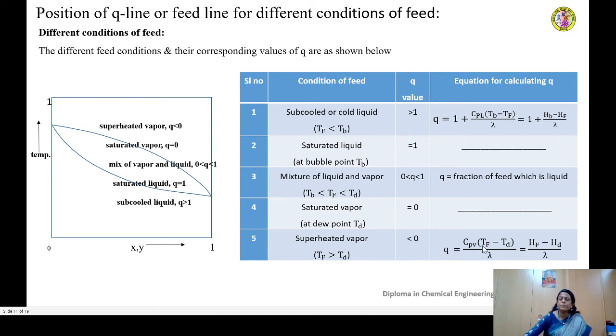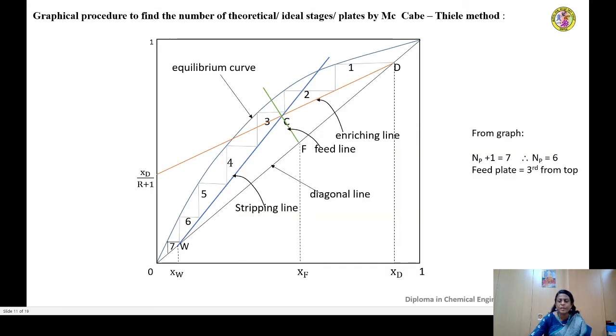So that is how we can estimate the value of Q before you construct a feed line equation. To calculate the slope of feed line, you require the value of Q because the slope of feed line is equal to Q by Q minus 1. Okay, so this is the graphical procedure to find out the number of theoretical or ideal stages or plates that are required for a particular distillation operation. And this is a procedure proposed by McCabe. The procedure is simple.